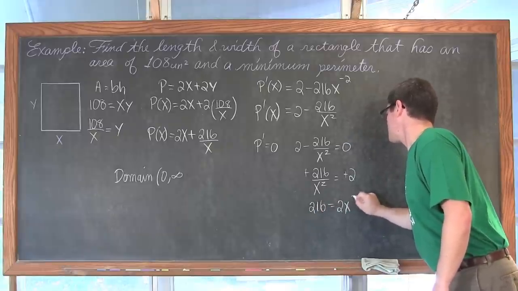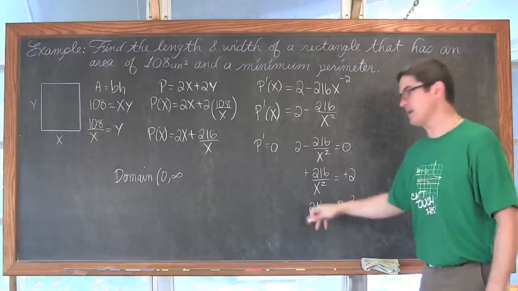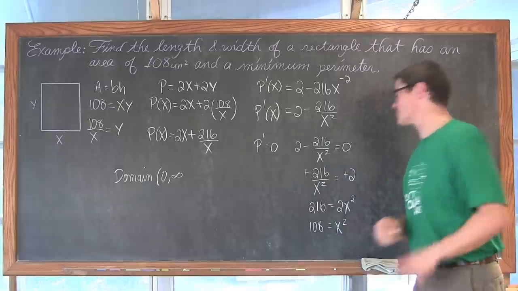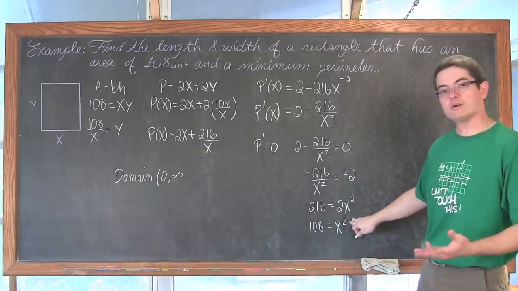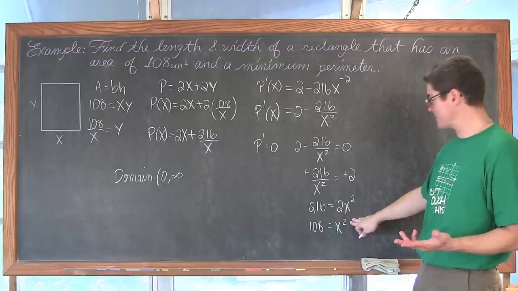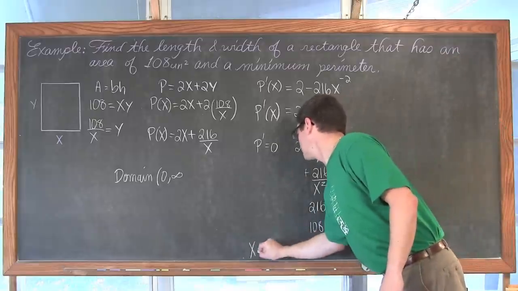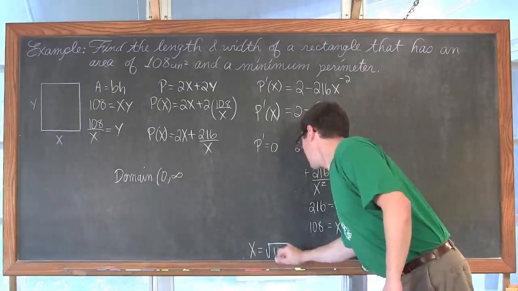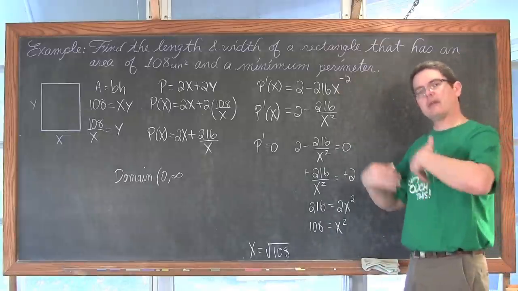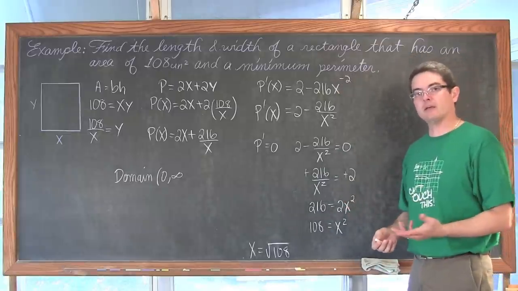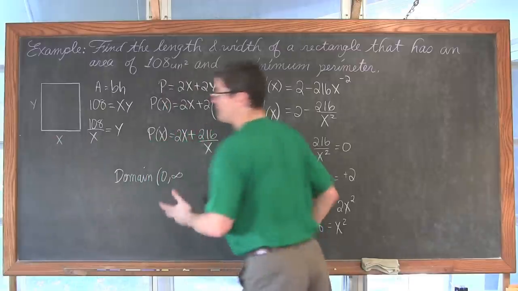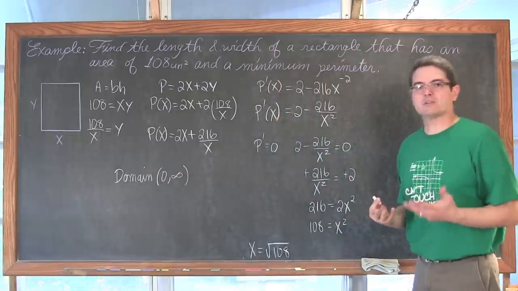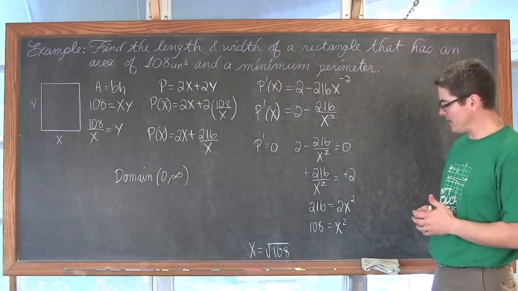So we have 216 equals 2x squared, divide both sides by 2. And we get back to 108 is equal to x squared, and now we need to apply the square root function to both sides of this equation to solve for x. So x is equal to the square root of 108. Now, I introduced my own even root, but I'm not including both the positive and negative answer because, again, x is the length of a rectangle. And again, it wouldn't be part of our reasonable domain here, so it wouldn't make any sense to say that. But so x is equal to the square root of 108.